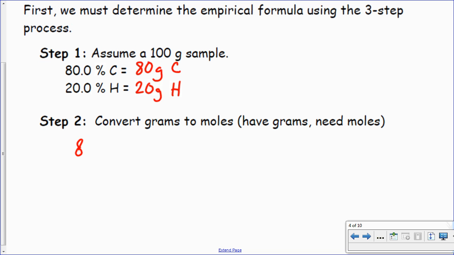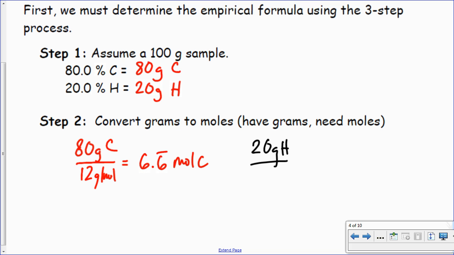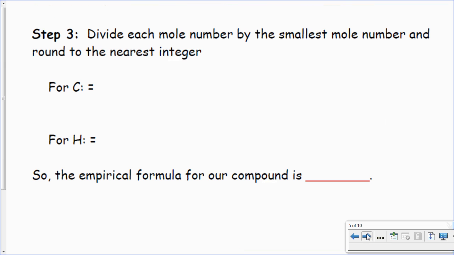So 80 grams carbon divided by 12 grams per mole equals, let me get my calculator, 80 divided by 12, 6.6 moles carbon. And then the other one, hydrogen: 20 grams hydrogen divided by 1 gram per mole equals 20 moles of hydrogen. So we know that we've got a 6.6 to 20 ratio. Let's see what step 3 is.